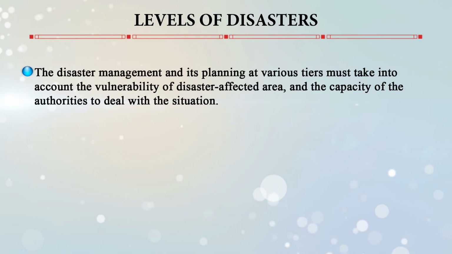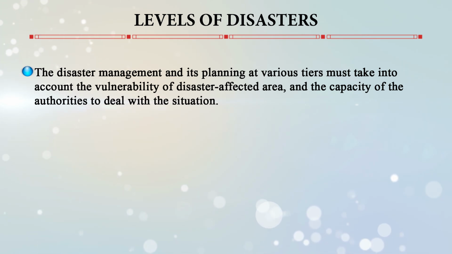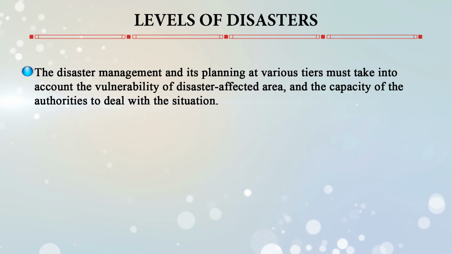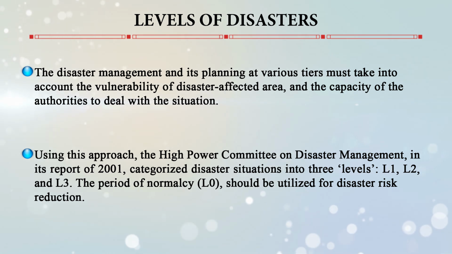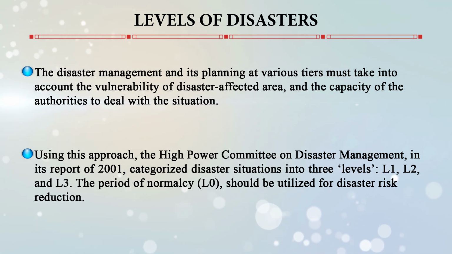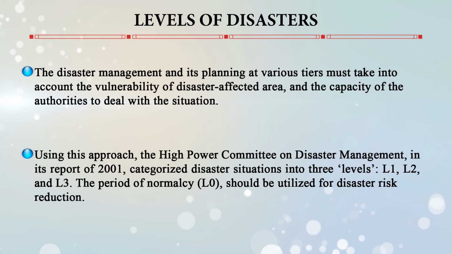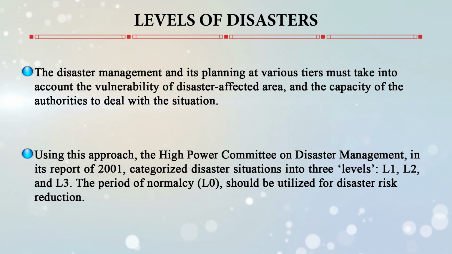We also need to know the levels of the disaster so that the authorities can deal with the situation. The disaster management and planning is done at various tiers, so it needs to take into account the vulnerability of the disaster affected area and also the levels of the disasters. So, the High Power Committee on Disaster Management in its report of 2001 categorized the disaster situation into 3 levels, that is level 1, level 2 and level 3, and level 0 is that which is normal, a period of normalcy, and that should be utilized for disaster risk reduction.